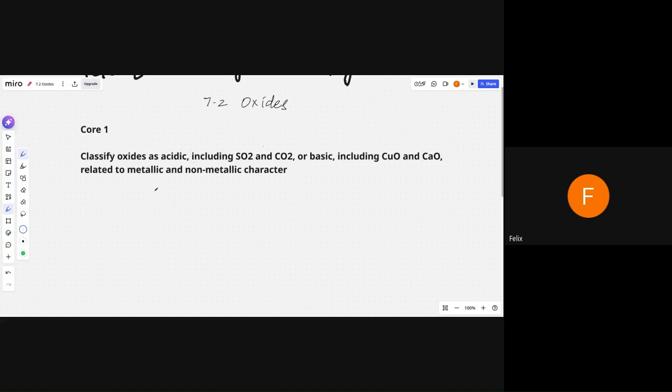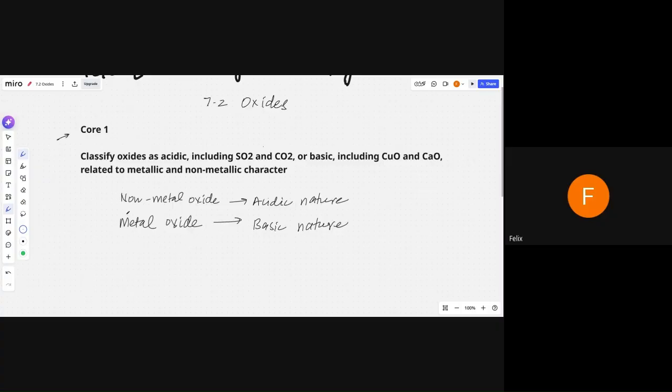All you need to remember is that if it's a non-metal oxide, it will have an acidic nature. This is for core students. And if it's a metal oxide, it will have a basic nature, so it will be a base. This is what you need to understand. So let me give you an example.